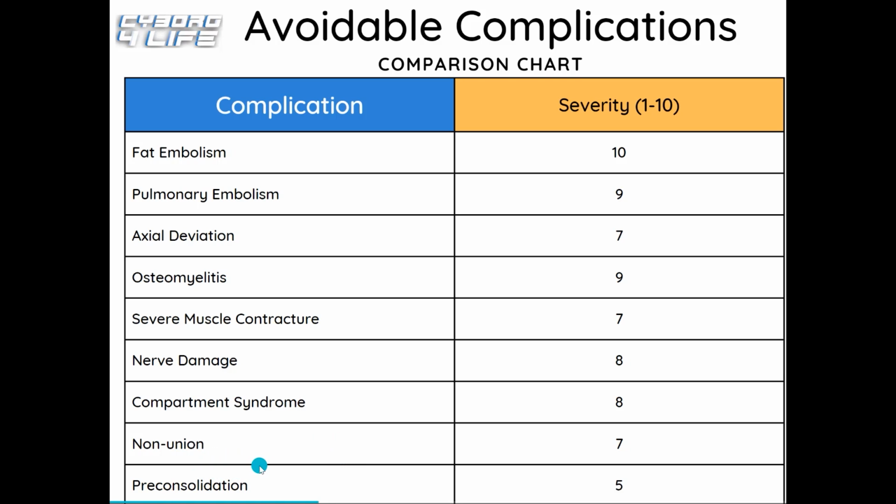And then finally, premature consolidation is when the bone ends heal too soon. Not a huge issue. That's why I gave it a 5 out of 10, the lowest one on this chart, because just a simple re-break can put you back on track.